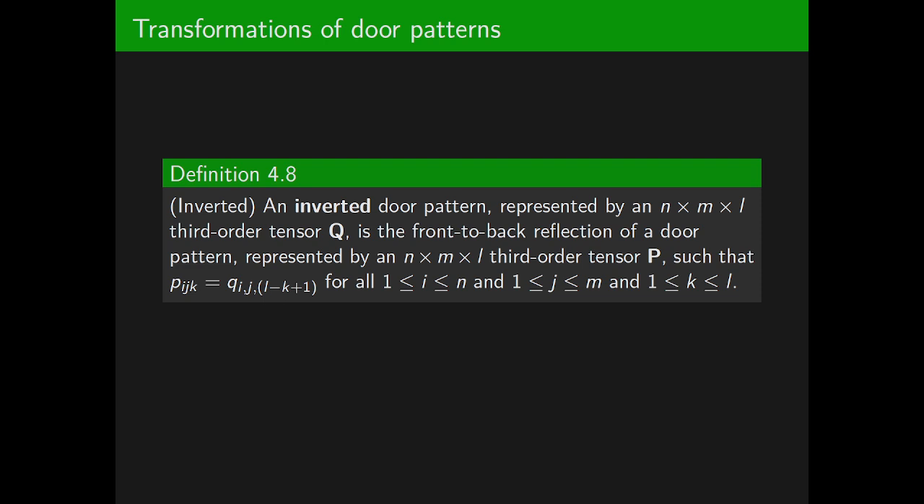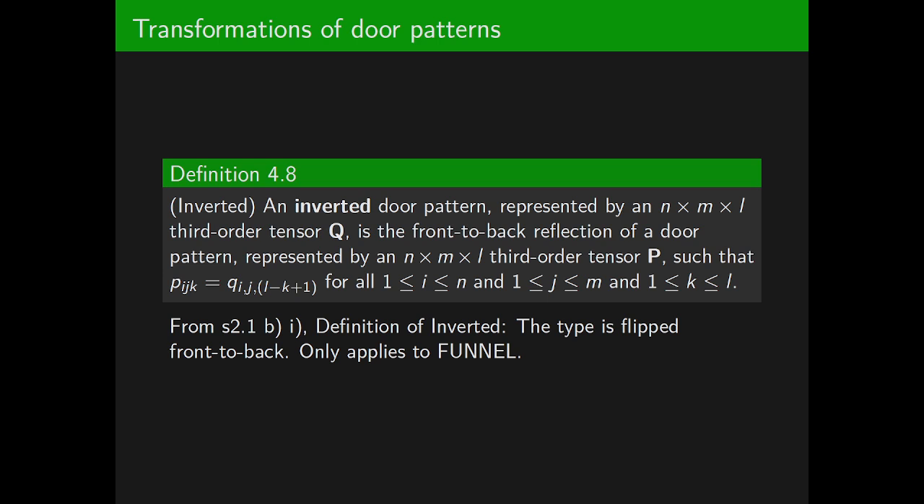And lastly, we are going to cover definition 4.8, inverted. The tensor size is the same, and Pijk equals Qij, this time only the k changes: L minus k plus 1, for all bounds. Nothing much. And the definition of inverted according to the regulation document is this: the type is flipped front to back. It only applies to funnel. So that's that.